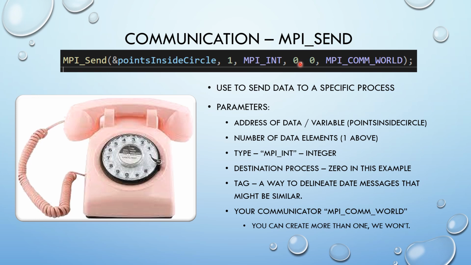But in this case, we are not going to send more than one kind of message. So we are simply going to say, hey, I'm going to send this to process 0. That's this guy. The tag is 0. That's basically just a default. And I'm going to use the communicator that already exists for me. And so this is the send side.